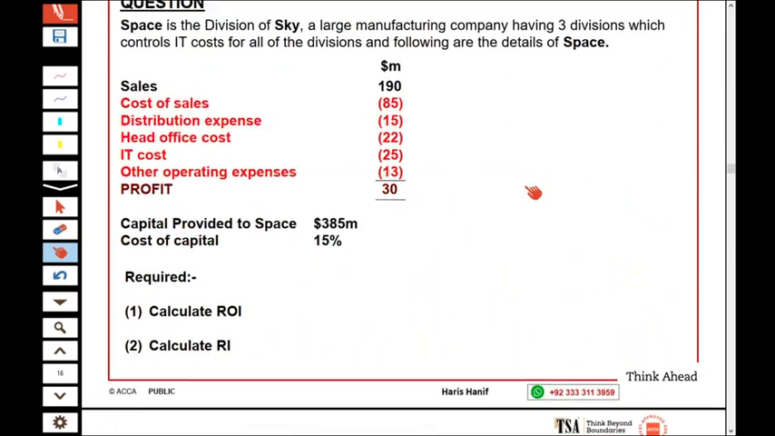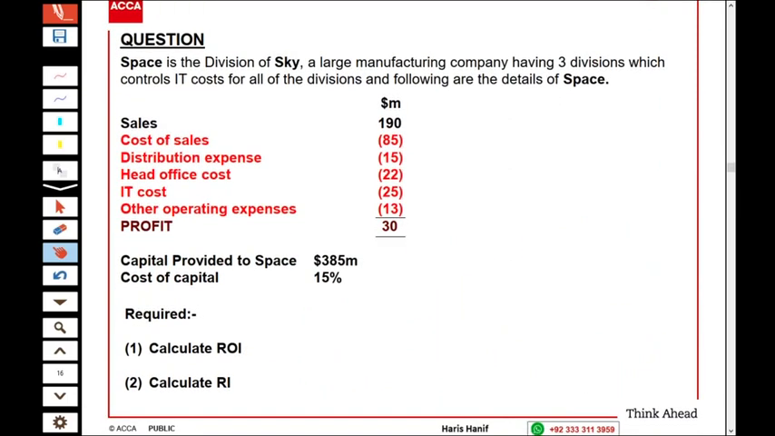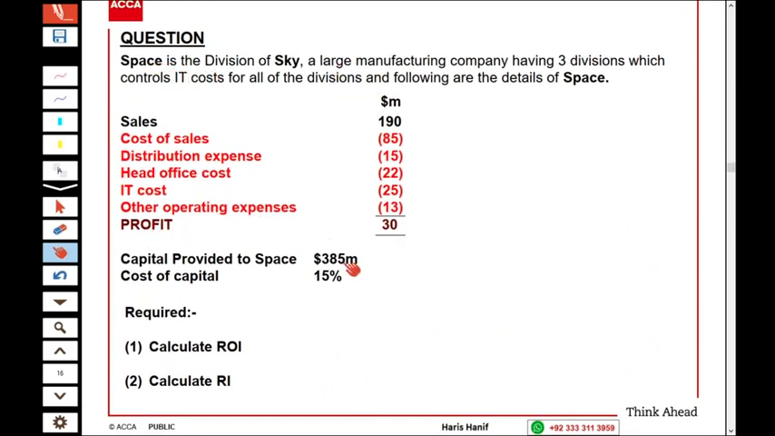Now see here, it is a very good question. First of all, read out the requirement. Calculate ROI, that is return on investment. And then we need to calculate RI. RI means residual income.